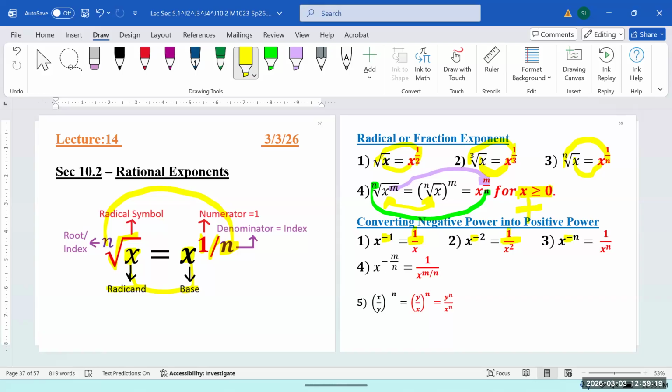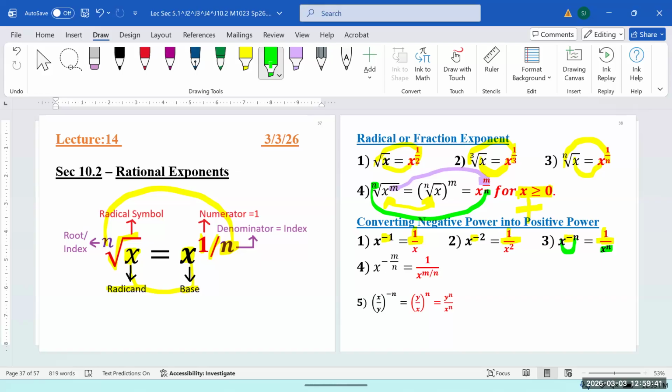X to the negative n means the negative turns into 1 over. So we're left with x with the positive n power. That x with the positive n power goes in the denominator. So only the negative turns into a fraction 1 over, and we put in the denominator everything else besides that negative sign.